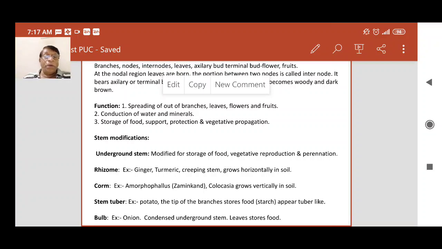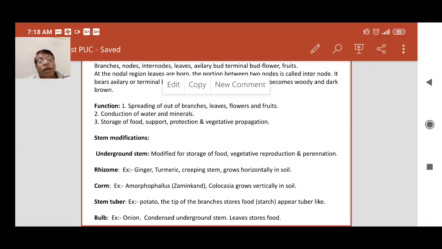Bulb. Example, onion. In case of onion, the stem is very much condensed. The reduced or condensed underground stem is called bulb. From the bulb, many leaves are born concentrically, one above the other, and store food materials or the reserve food materials. Okay, that's all about underground stem modification.